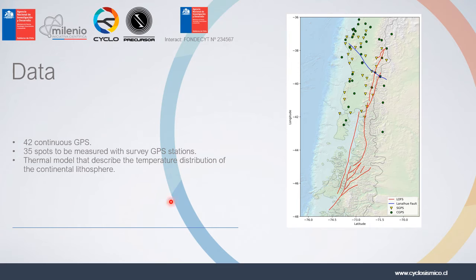In terms of the data, we have 42 continuous GPS, and we want to remeasure 35 spots with surveyed GPS stations, which are the ones in yellow colors here. In terms of the thermal model that describes the temperature distribution of the continental lithosphere, we have some thermal distribution for all the continental lithosphere, and the idea is to use that in order to estimate the viscoelasticity in the continental and the oceanic mantle.